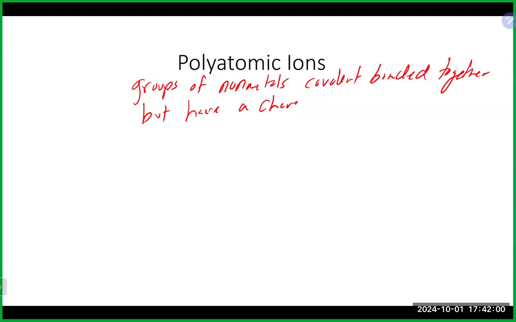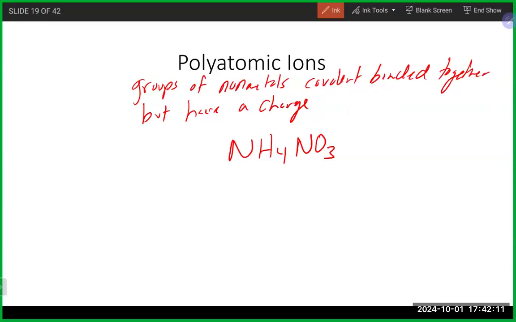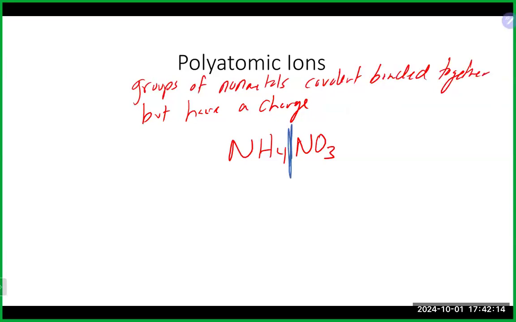So they are ions. If we take something like NH4NO3, this is actually two polyatomic ions together. If we split it right there between those two, over here we have one polyatomic ion, which is NH4 plus. That one nitrogen and four hydrogens all stay together as a group and unit because they are covalently bonded together, and they have a +1 charge.